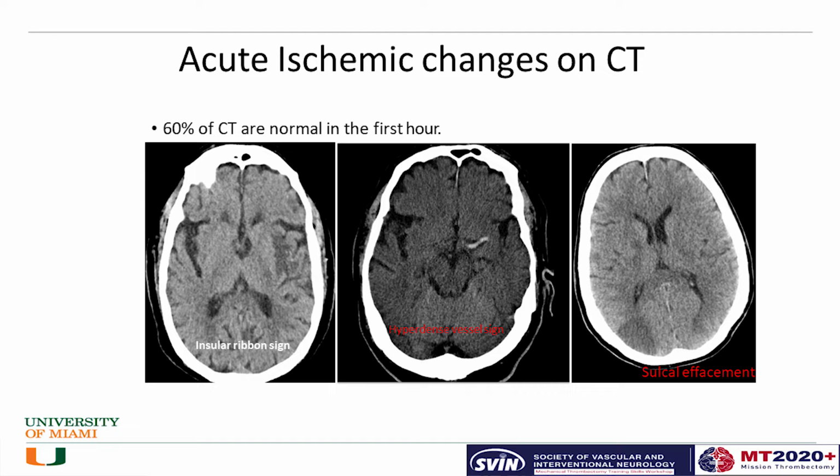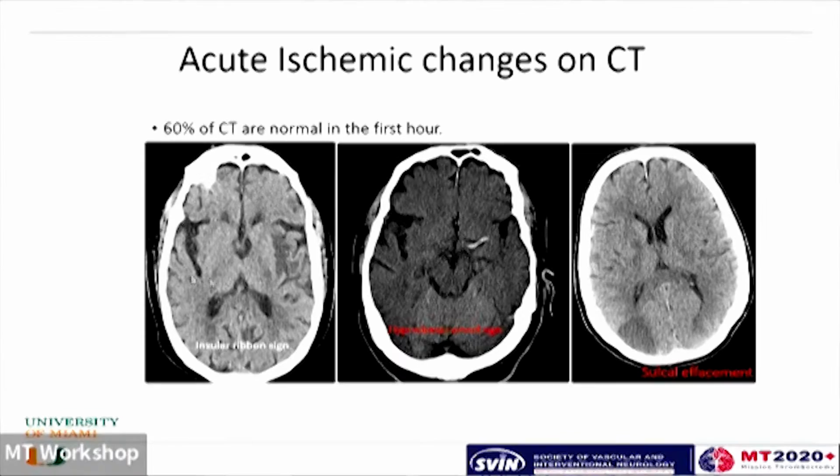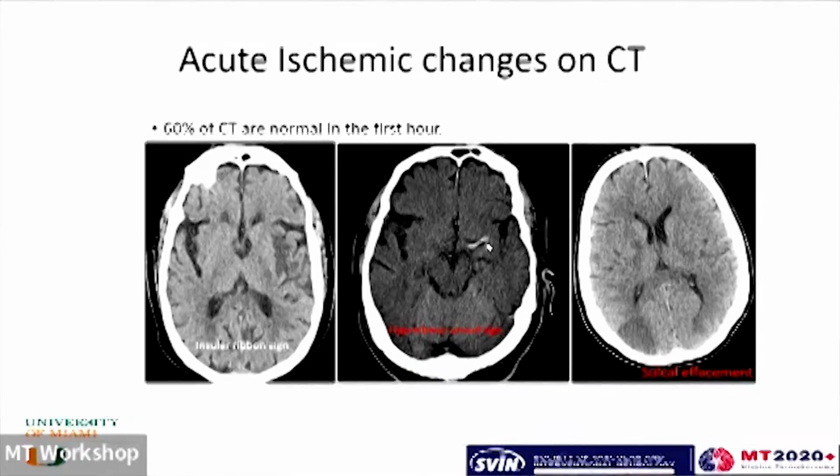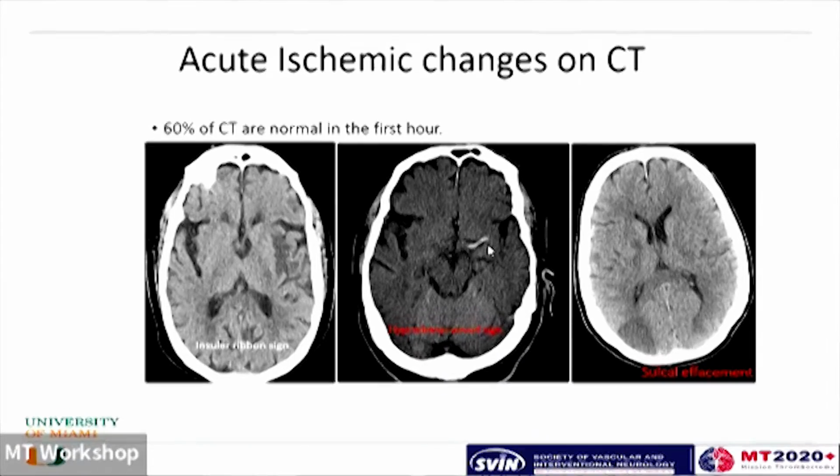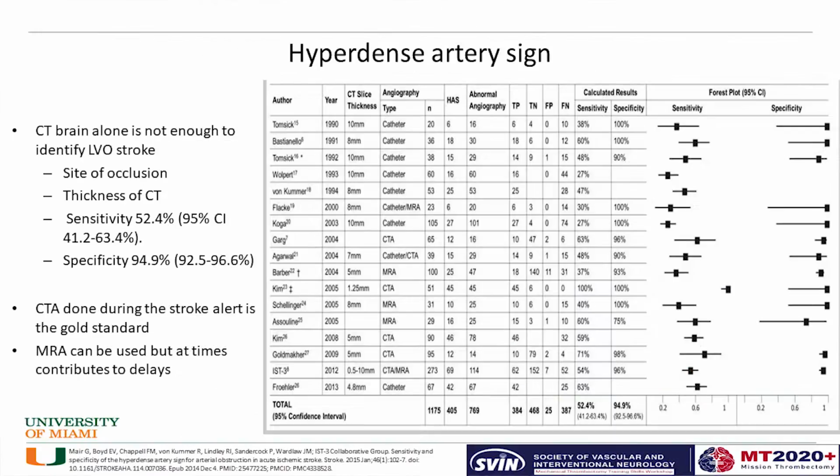There are some things that you can see acutely in a CT brain. This is called the insular ribbon sign. So if you look to the right hemisphere, you'll see there is normal gray-white differentiation. Here there's a loss of that gray-white differentiation in the insular ribbon sign. You can see a hyperdense vessel sign, which can either mean a clot is present or there's slow flow, or you can see early signs of sulcal effacement. The hyperdense vessel sign, while very specific, is not very sensitive. So a CT brain alone is not sufficient to identify a large vessel occlusive stroke.